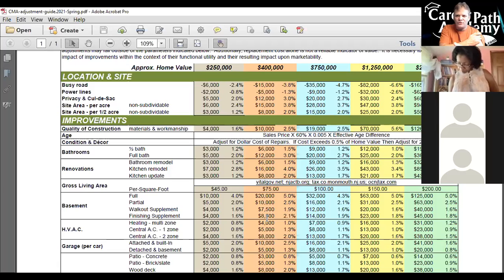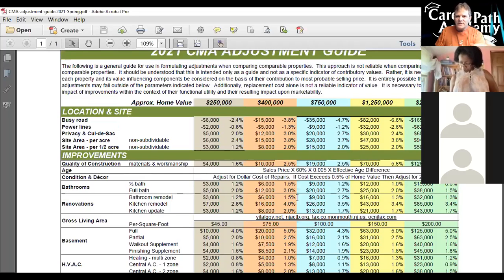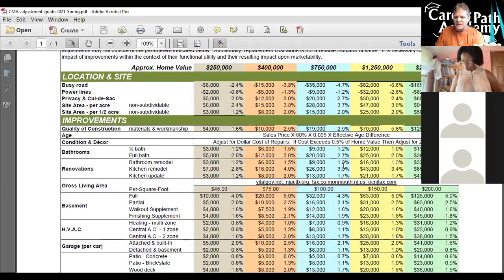Your broker would be doing the same thing. They'd be taking a guesstimate at it. How would you know for sure? Well, you wouldn't. How would you know with more certainty though? You would take a class like this that gives you an adjustment guide like this.